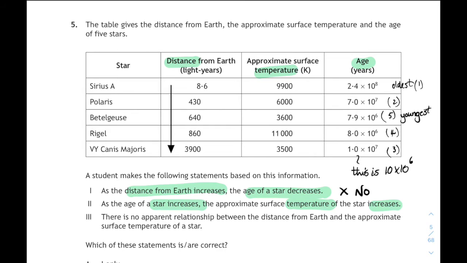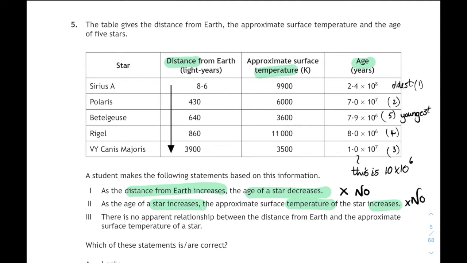Does that mean the oldest one is the hottest then? Well, the oldest one is the first row. Well, it's not the hottest one. Is the youngest one? No, the youngest one isn't the coolest either. So no, statement 2 is wrong as well.